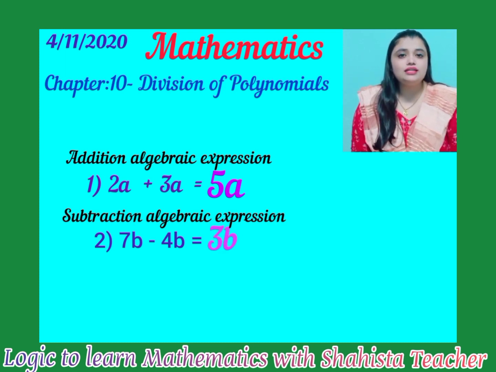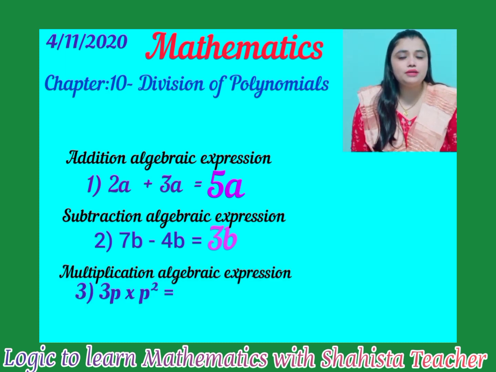Now let's take some other expression, that is 3p multiplied by p squared. Here you can see 3p is multiplied by p square. As you know, for p square there is no number, that means there is an invisible one. So 3 ones are 3, p square multiplied by p is p cube. So 3p multiplied by p square is equal to 3p cube. Here we used the multiplication operation.